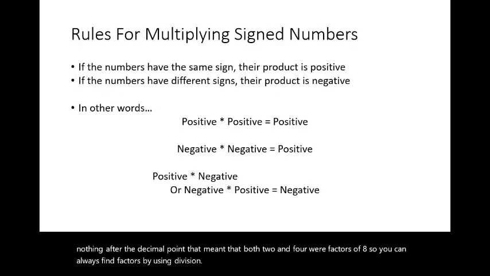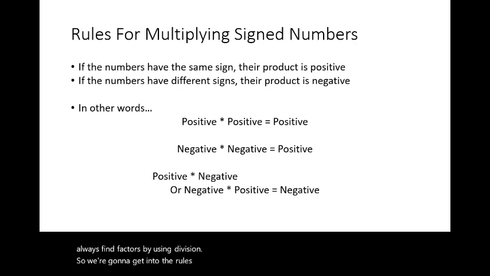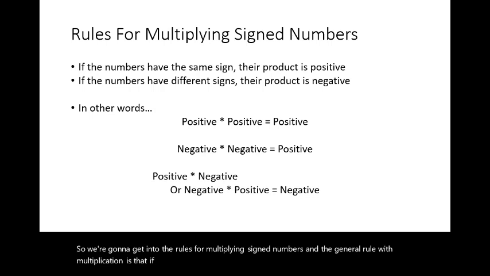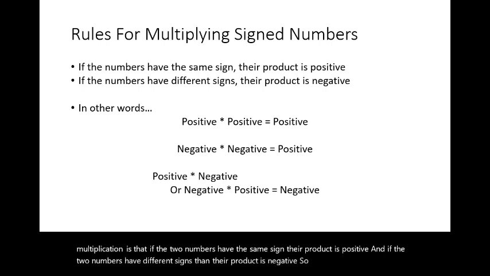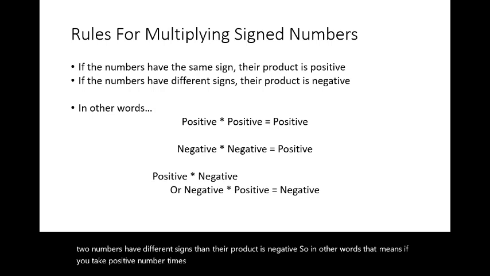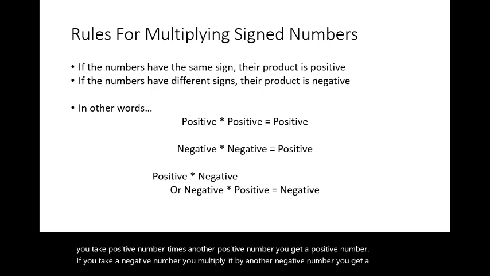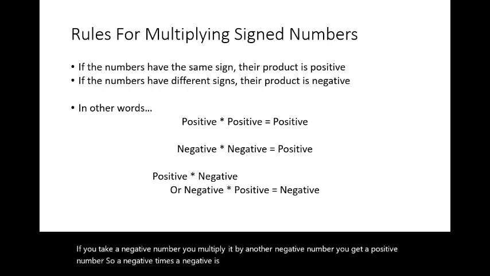We're going to get into the rules for multiplying signed numbers, and the general rule with multiplication is that if the two numbers have the same sign, their product is positive. And if the two numbers have different signs, then their product is negative. So a positive number times another positive number gives a positive number. A negative number times another negative number gives a positive number. So if the numbers have the same sign, their product is positive.